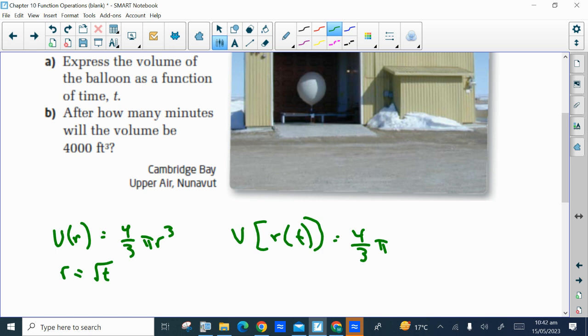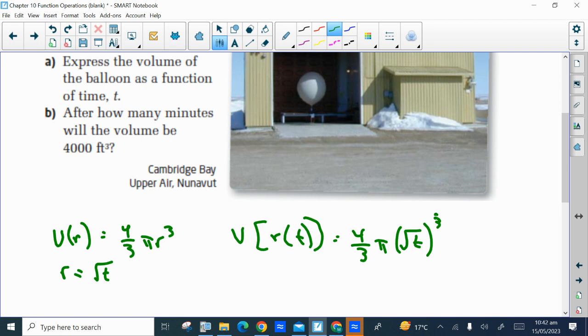R is the root of t. And our original equation for volume tells us that the r is cubed, so the root of t must also be cubed. So there's our expression. Now you could write that as t to the power 3/2.